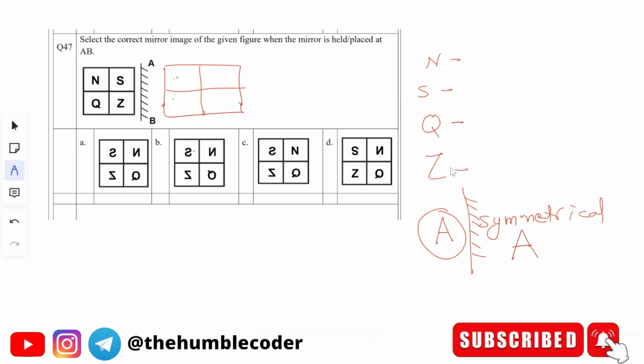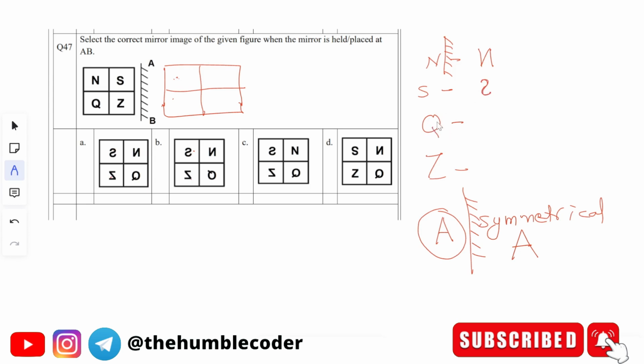See, N is not a symmetrical letter, because N appears reversed. So the reverse order of N will be this one. This is how N will appear if the mirror is placed on the vertical side, that is the right side. So that is why N is not a symmetrical one. Similar goes with the S. S is also not a symmetrical one. So after the mirror image, it will look something like this.